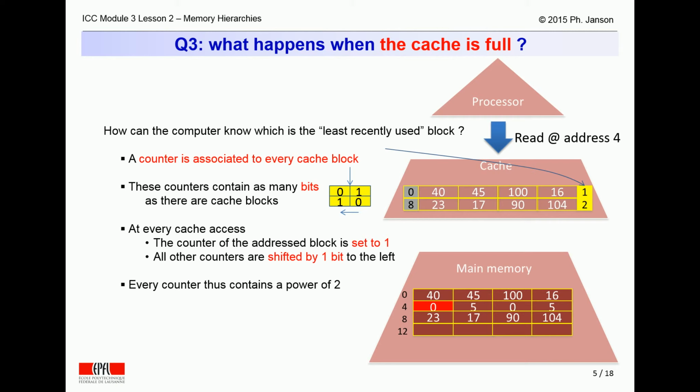Thus, every register always contains a number equal to a power of 2. The block whose register is the largest power of 2 automatically designates the oldest unused or least recently used block. This is the one that the cache will then select for ejection to make room for the newly needed block to be imported.